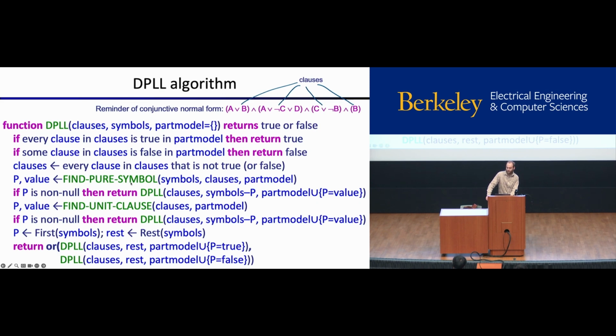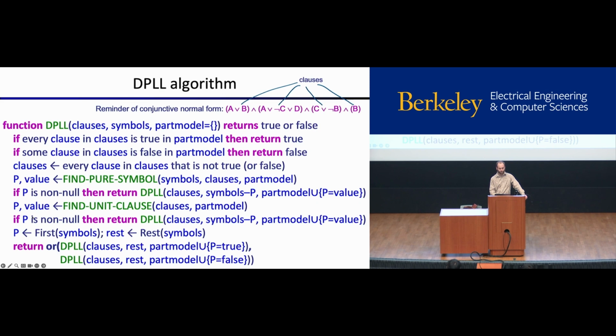And now we find pure symbols. We use some algorithm to find any symbols where they always appear in the positive form or they always appear in the negative form. And we output that symbol and that value if it exists. So if P is non-null, we've succeeded at that. And so now we add P with that value to our partial model. We remove P from the symbols. We recursively call it. So we've gone down, we've added to our partial model, but we've only added one function call. So that's much better than adding two function calls.